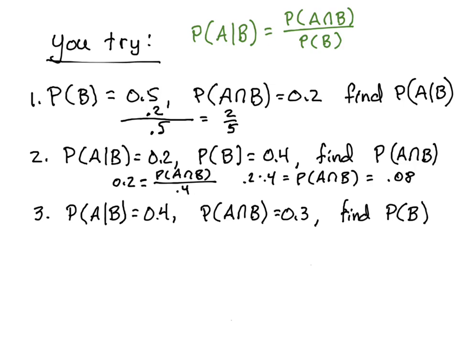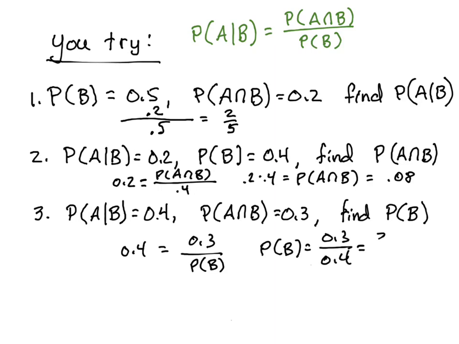And the last one, if we have the probability of A given B is 0.4, the probability of the intersection is 0.3, we can find the probability of B: 0.4 equals 0.3 over the probability of B, and so rearranging that, we get the probability of B equals 0.3 over 0.4, which is 3/4.